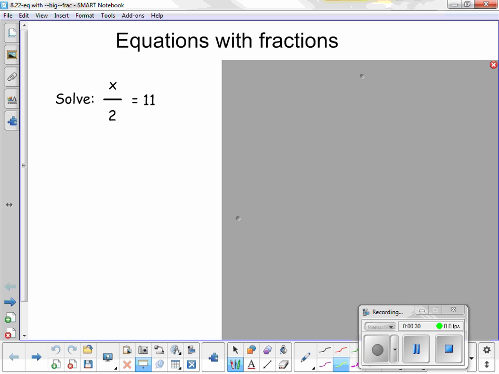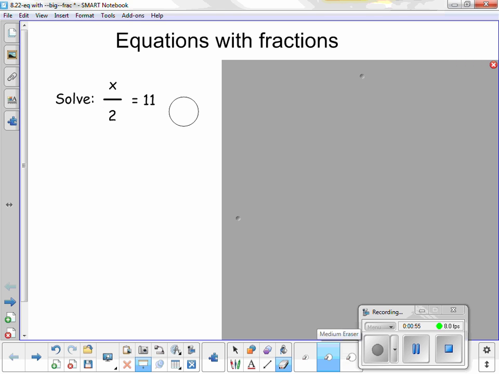There's no addition or subtraction to do first, so I'm going to move the 2. Since it's dividing, the opposite of division is multiplication. I'm going to move it by multiplying by 2 on both sides. Remember, what you do to one side, you do to the other. The 2's cancel on this side, leaving me with just the x that's up top. And 11 times 2 is 22. So remember, that's how we solve the problem.